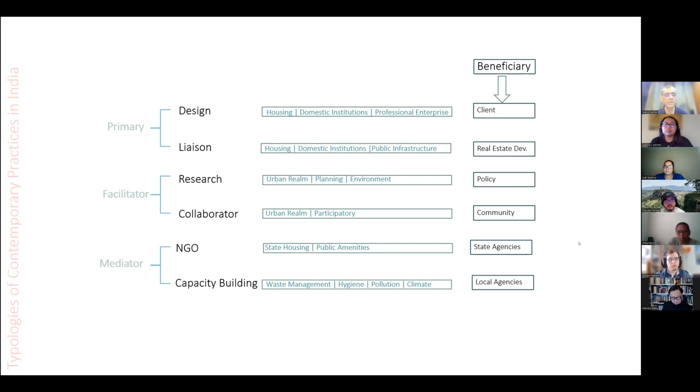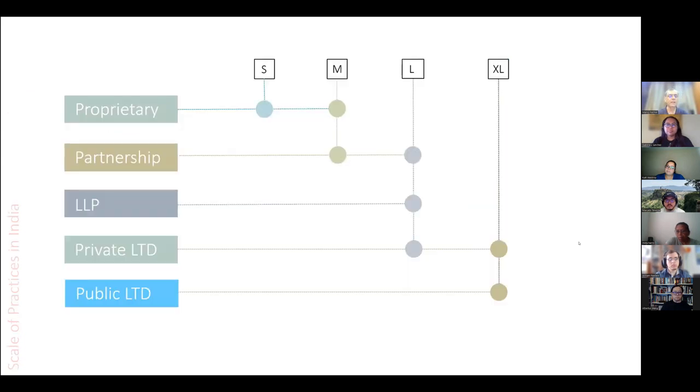And of course, the beneficiaries are state agencies and local agencies. So a lot of projects, especially housing and health and hygiene, are initiated by the government of India. And these projects are guided by the mediator agencies who are in the position to look at and give guidance and suggestions to state agencies. So these are the new forms of practice, moving away from the primary practice of design and liaison.